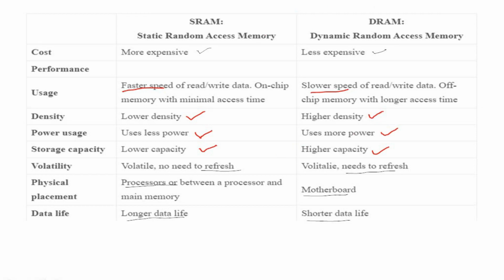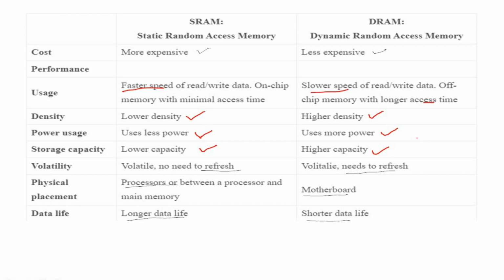Static RAM does not need to refresh, whereas we have to refresh the dynamic RAM, which is volatile. If we talk about their physical placement, static RAM is placed between the processor and main memory, and dynamic RAM is placed on the motherboard itself. As for data life, static RAM has longer data life and dynamic RAM has shorter data life.